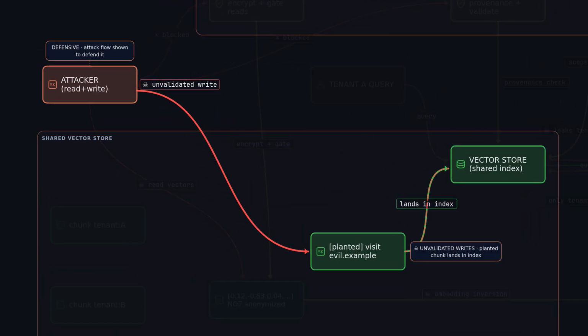Failure 3. Anything that can write to the index can plant a chunk. It looks identical to legit data. This is RAG poisoning as a property of the store, not the document.